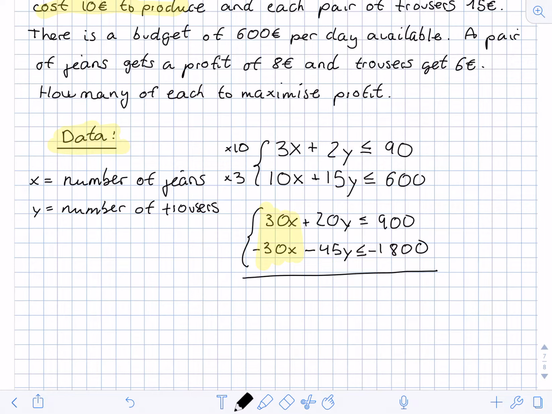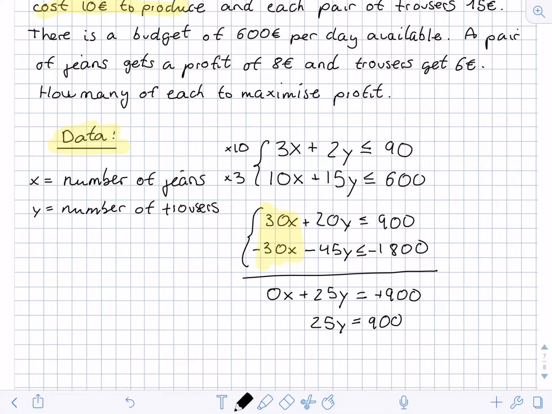So 30x minus 30x is 0x. So we don't have to put it in, but I'm gonna put it in just for the sake of easiness. Then we're gonna have 20y minus 45y, minus 25y, and this is equal to minus 900. 900 minus 1,800 is minus 900. So now we can get rid of the signs here, plus and plus. So we're going to have 25y is equal to 900.